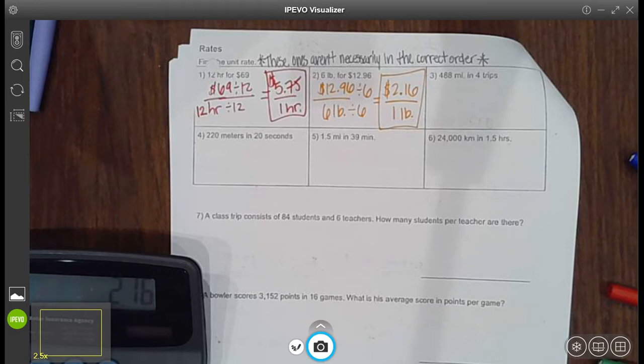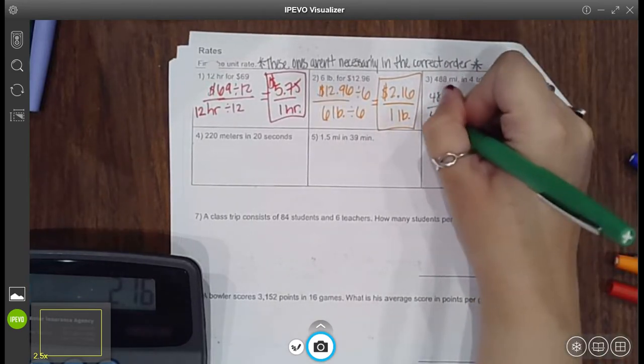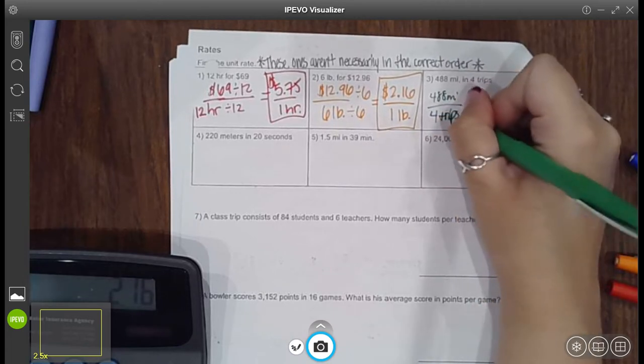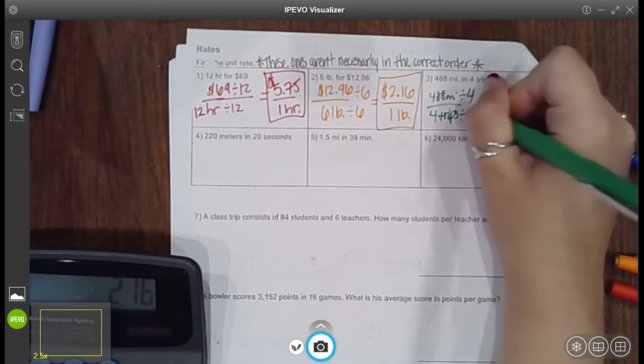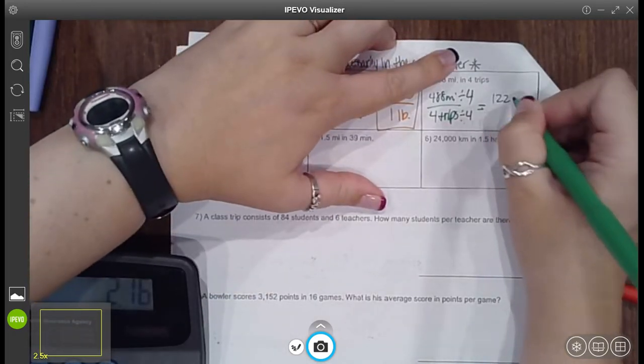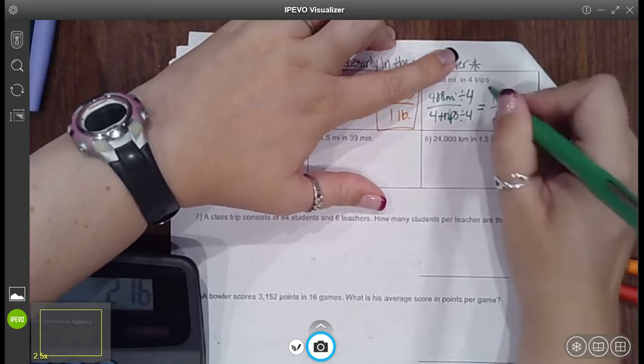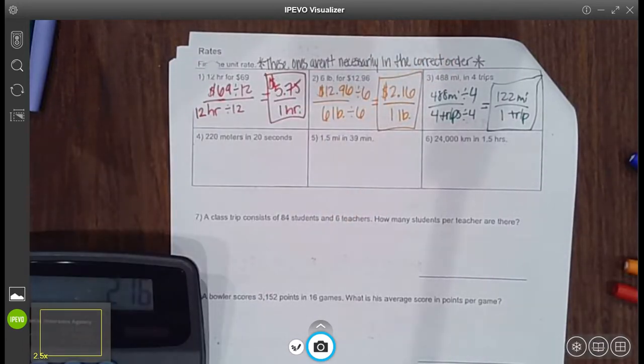Okay, 488 miles and 4 trips. You probably want to know how many miles did you go per trip. So let's go ahead and do that one. Okay, so 488 miles for 4 trips. To get the unit rate, divide by whatever the denominator is. 488 divided by 4 is 122 miles, and 4 divided by 4 is 1. So you went on average about 122 miles per 1 trip if you went that many miles in 4 trips.